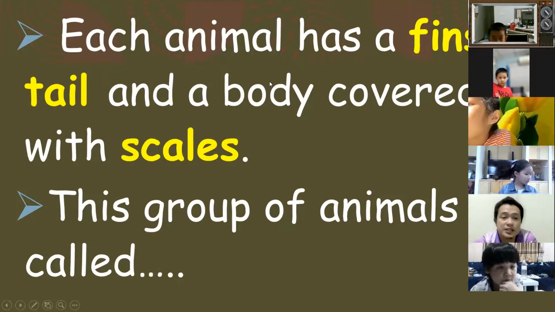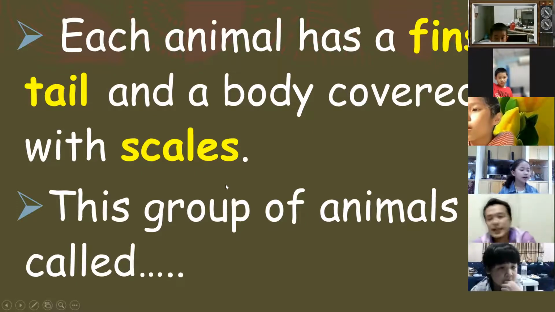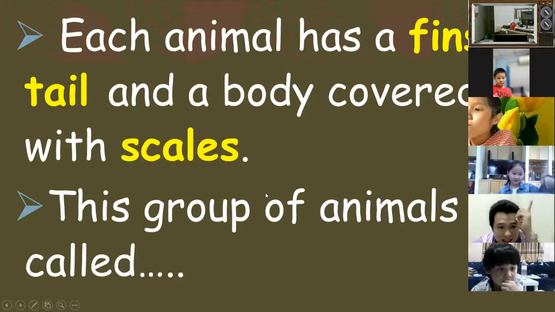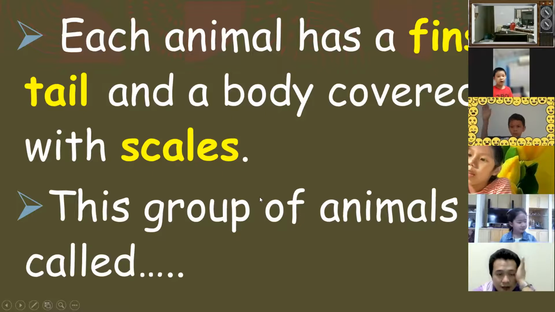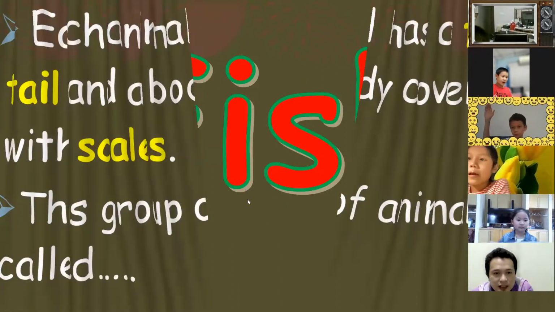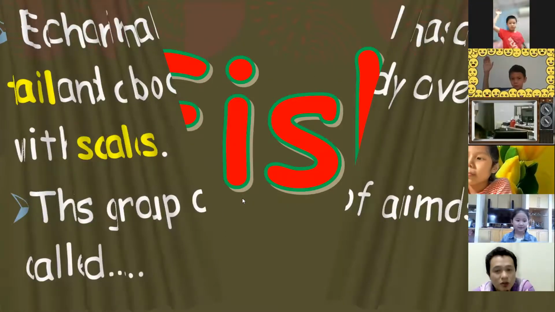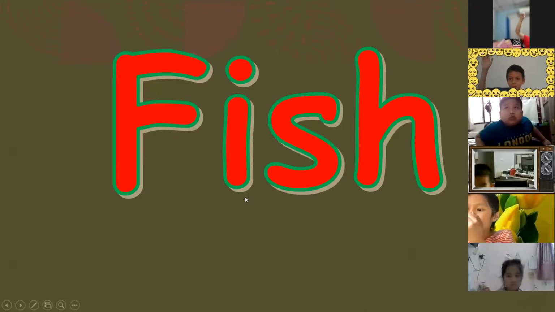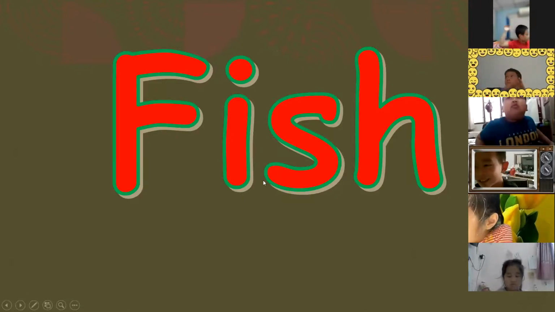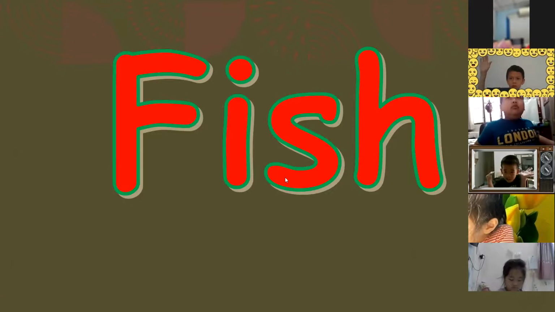They have fins, a tail, and a body covered with scales. Remember, have fins, okay? Have fins, have tail, and of course, have scales. Okay. This is called a group of animals. Okay, who can give an example?